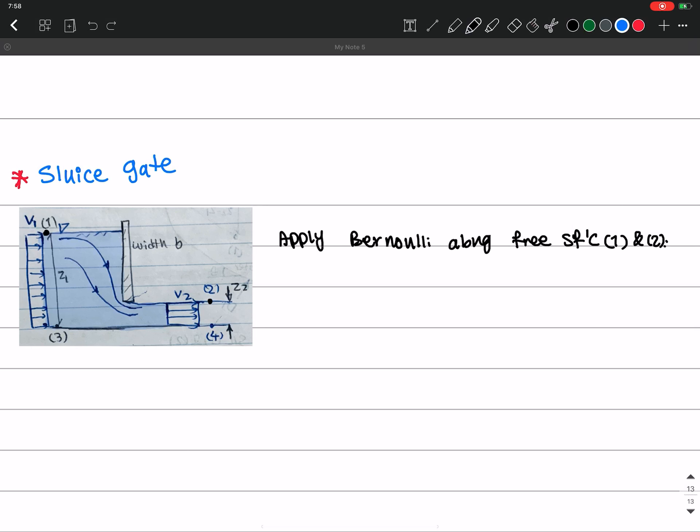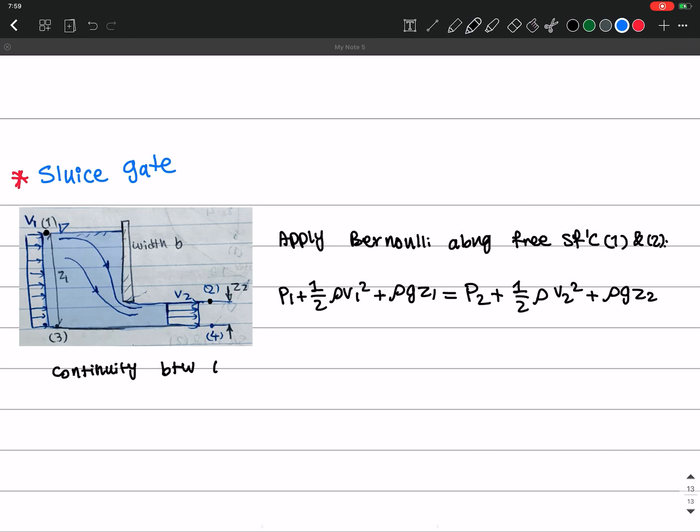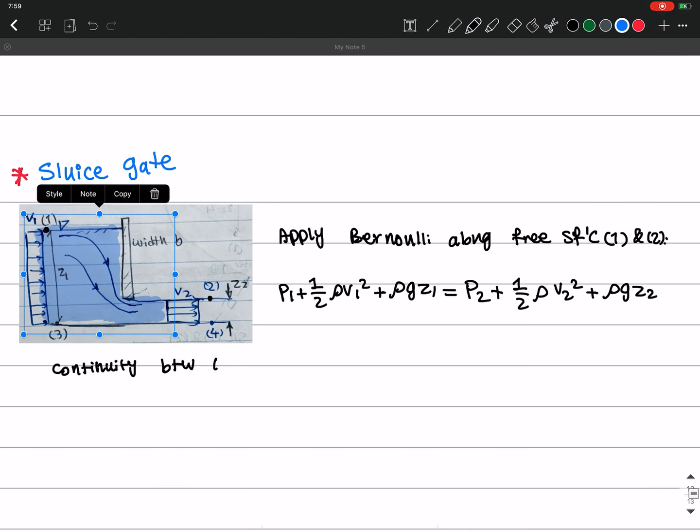So let's do that. So we have P1 plus 1/2 rho V1 squared plus rho G Z1 equals P2 plus 1/2 rho V2 squared plus rho G Z2. Okay? And then the second thing, I write the continuity equation between 1 and 2.